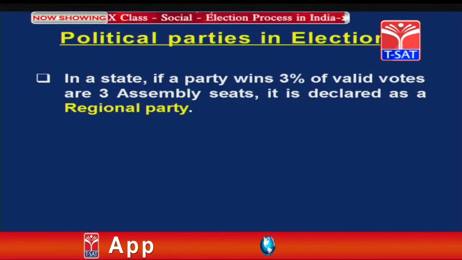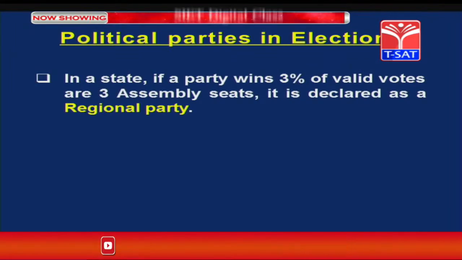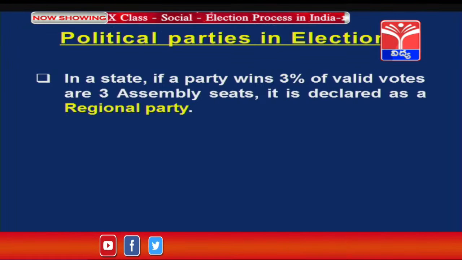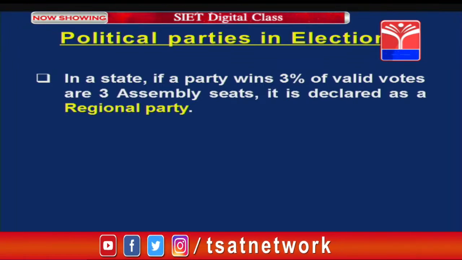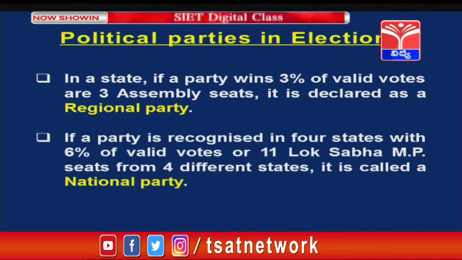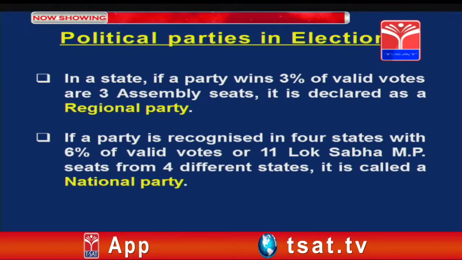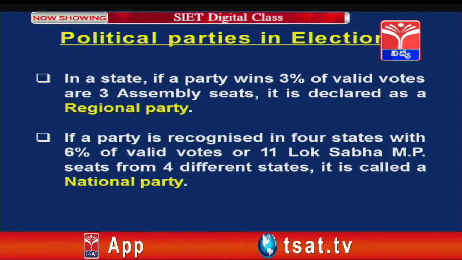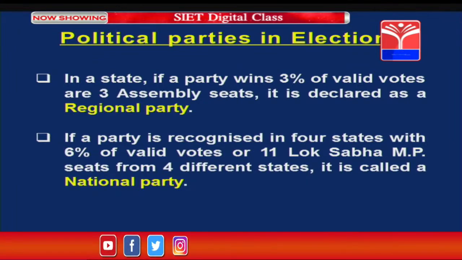Political parties in elections. So, in a state, if a party wins 3% of valid votes or 3 assembly seats, it is declared as a regional party. And if a party is recognized in 4 states with 6% of valid votes or 11 Lok Sabha MP seats from 4 different states, it is called a national party.